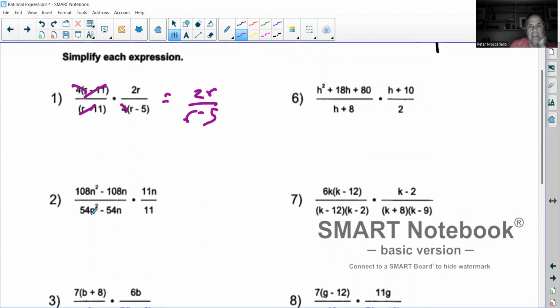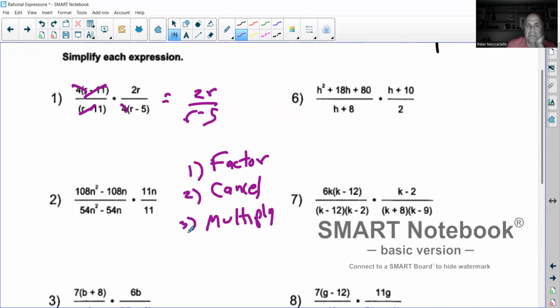Okay. How about one like number 6? Well, can I cancel this 80 with this 8, or this 8 with this 10, this H with this H? No, no, no, because those are not factors. They are terms. So it is factor, cancel, multiply. Those are your 3 steps. You can write those down. Factor, cancel, multiply. So for number 6, we'll factor.